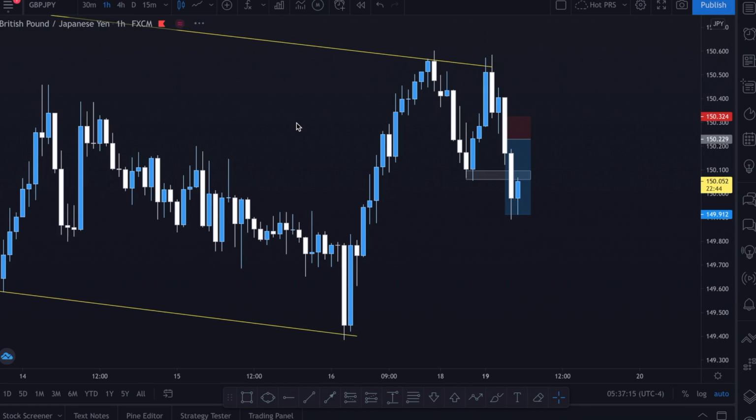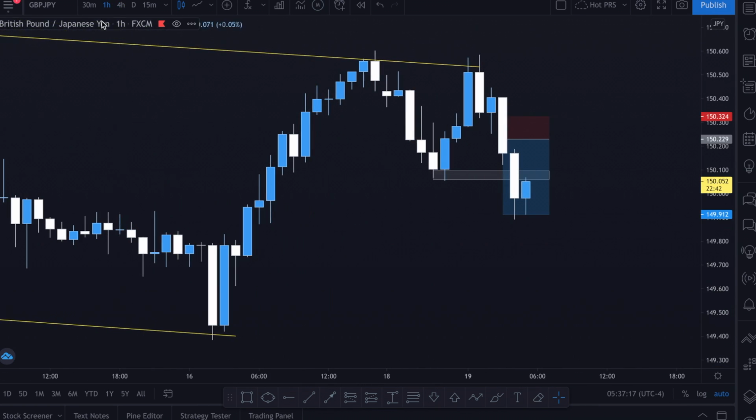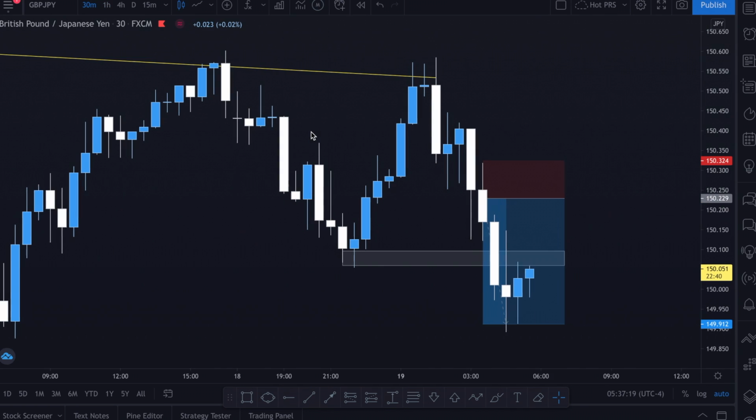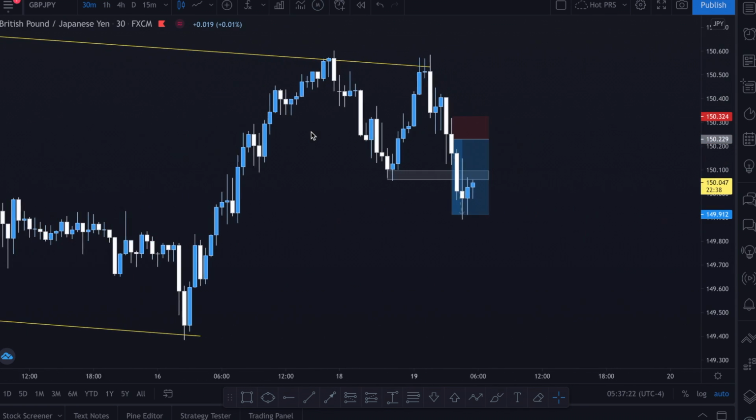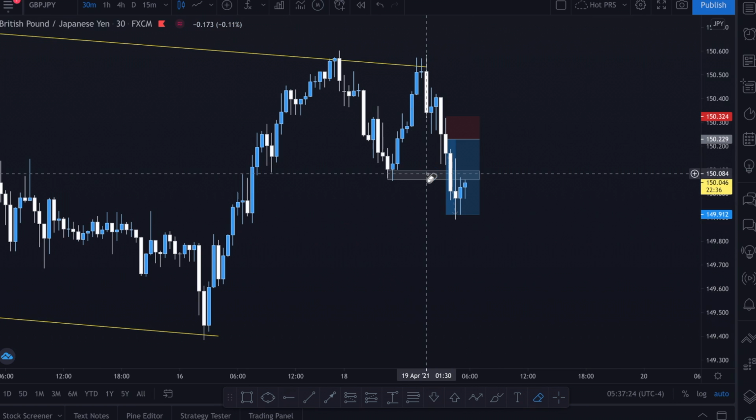So today is Monday, first day of the week, and we already hit TP on this trade. So let me explain what happened with this trade.